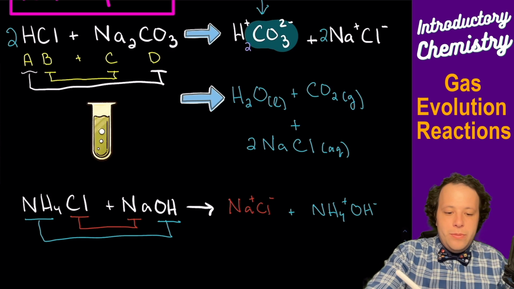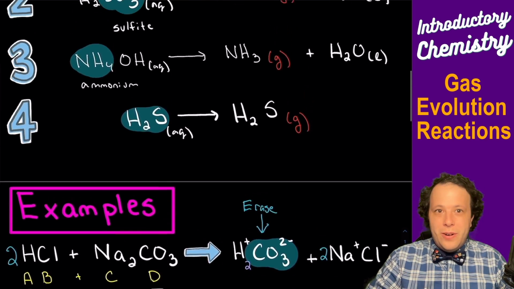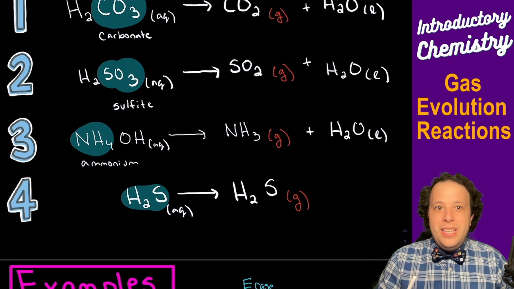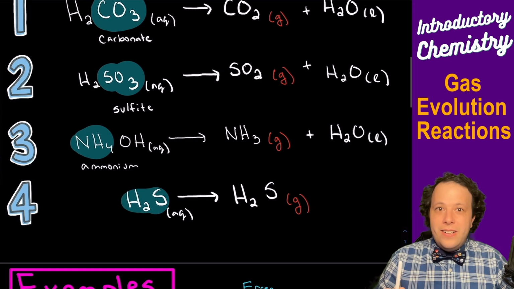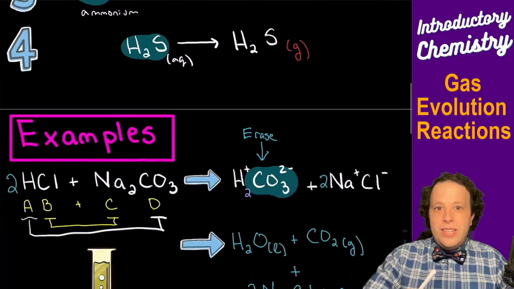And one of the things you might realize, whether you notice or not, is that ammonium was one of our culprits. So number 3 was ammonium. Being that ammonium is going to further break down into NH3 and H2O, why don't we write that down?